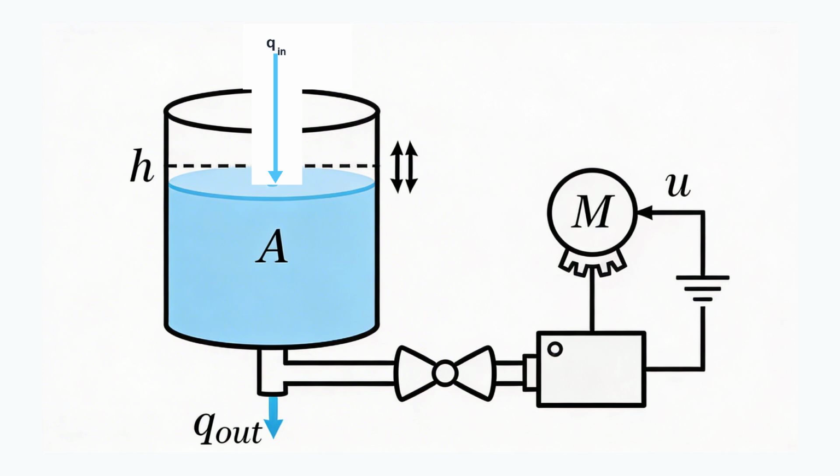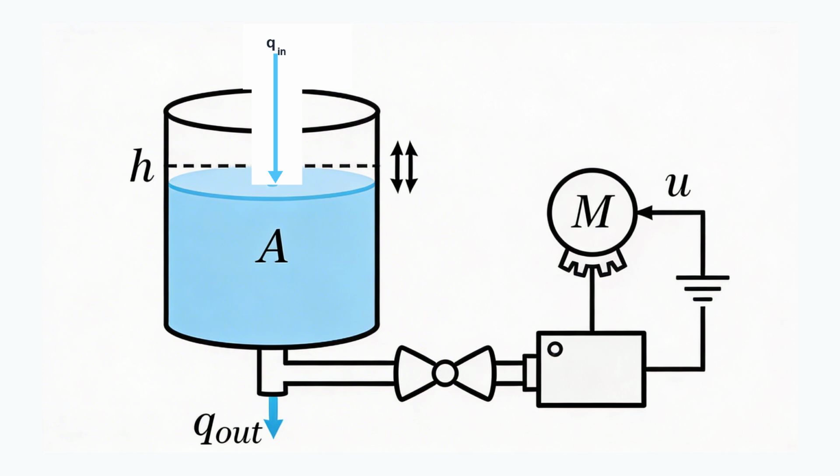The motor relation is omega equals k times u. The gearbox reduces the speed. Phi dot equals omega over rat. The valve area A depends nonlinearly on the angle phi. A equals f of phi, read from a characteristic curve.